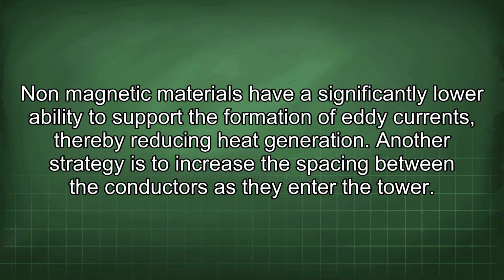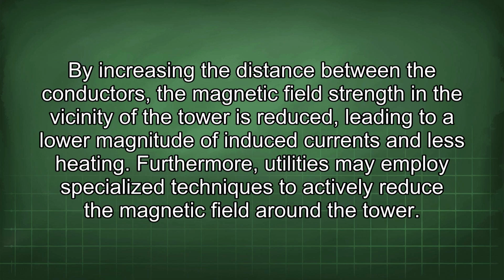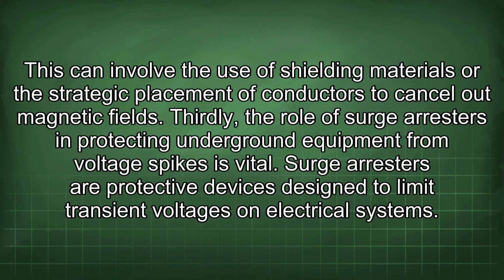Another strategy is to increase the spacing between the conductors as they enter the tower. By increasing the distance between the conductors, the magnetic field strength in the vicinity of the tower is reduced, leading to a lower magnitude of induced currents and less heating. Furthermore, utilities may employ specialized techniques to actively reduce the magnetic field around the tower. This can involve the use of shielding materials or the strategic placement of conductors to cancel out magnetic fields.